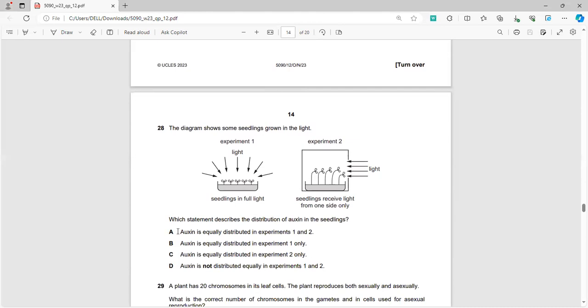Now in question 28, we can see that they made a controlled experiment on one side and a sample experiment on the other side. So what is auxin? Auxin is just the growth hormone which enables plants to grow rapidly. So auxin is equally distributed in experiments 1 and 2? No. You can see that only in experiment 1 are the light rays equally distributed away from each other. However, in experiment 2, the plants in the front receive most of the light, whereas those in the back receive very little light. So auxin is only distributed equally in experiment 1.